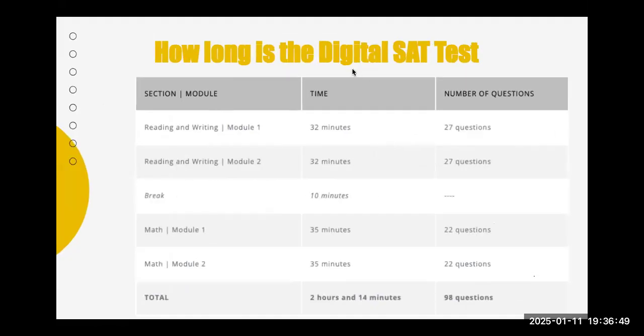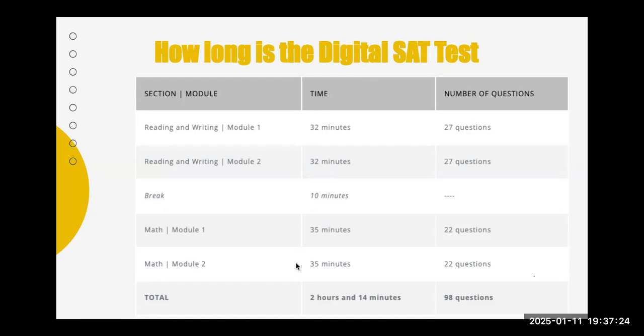How long is the digital SAT? The total length will be slightly more than 2 hours. You can see here for the English part, the reading and the writing, each module takes 32 minutes, and in total you have about 1 hour and 4 minutes. Then you are going to take a 10 minute break. It's called a structured break. People use this time to eat some snacks, go to the bathroom, or take a walk, have some fresh air, then come back. And then you are going to start math modules 1 and 2.